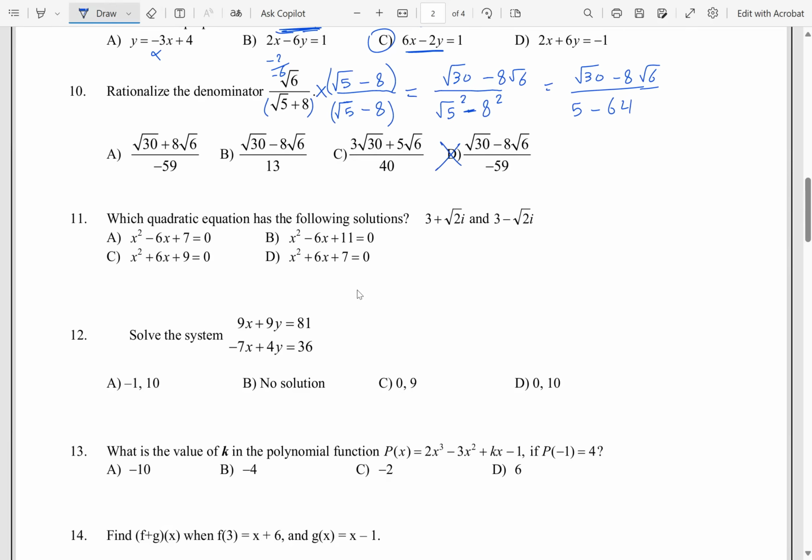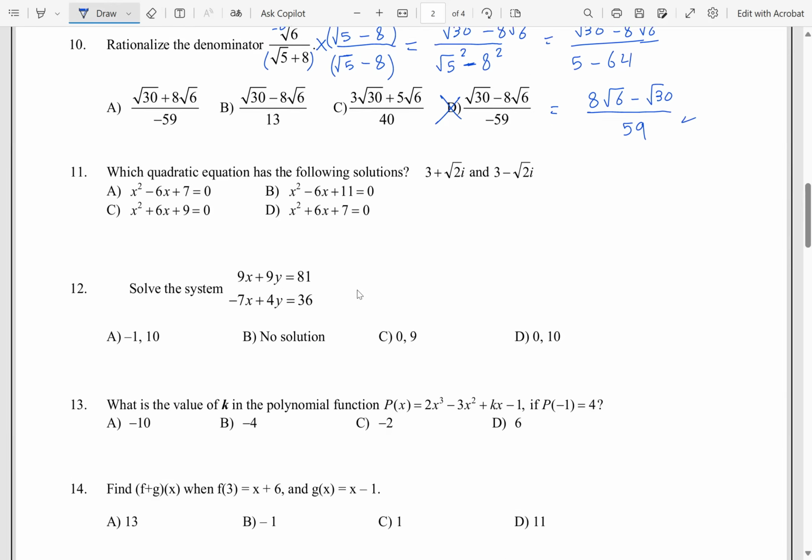Okay. But to get the simplest form, if you want to simplify this, just multiply by -1 up and down to leave the denominator a positive value. You get 8 root 6 minus radical 30. Thank you. This is the simplest form.